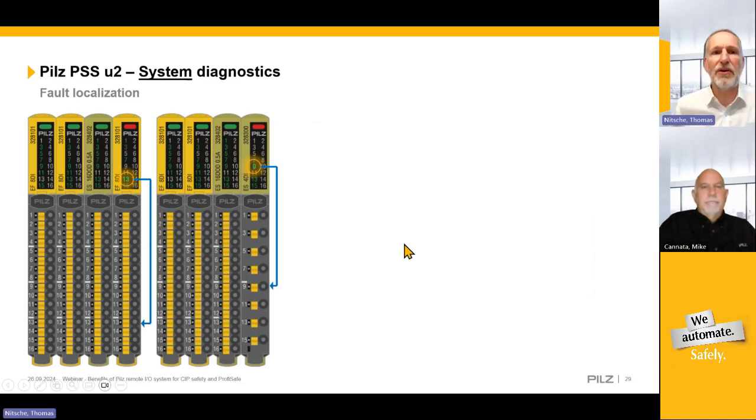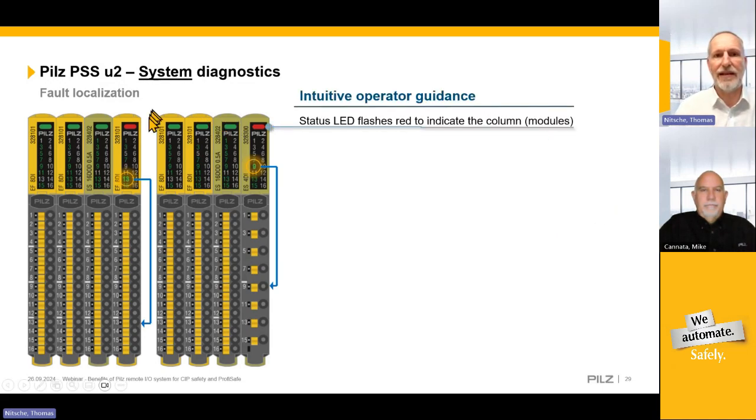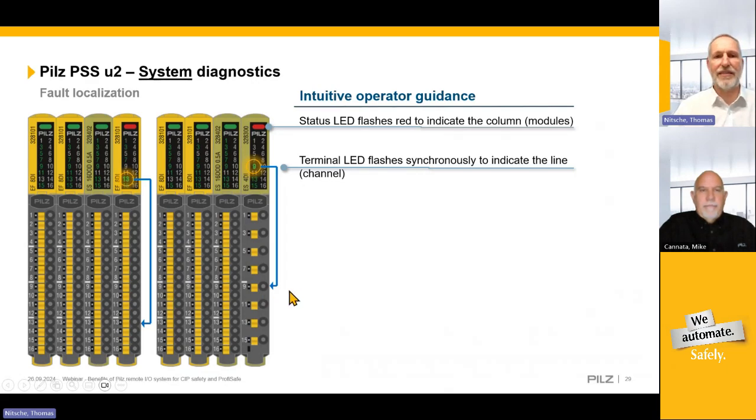We're talking about the pinpoint error diagnostic. You have a status LED on top of each module, which is normally green, but if anything goes wrong, it flashes red to indicate that something is wrong in this column. Additionally, for each of the pins on the module, you have an equivalent LED, which indicates on which channel the error occurs.